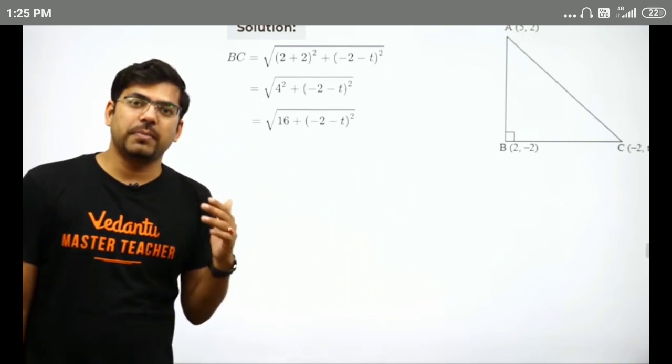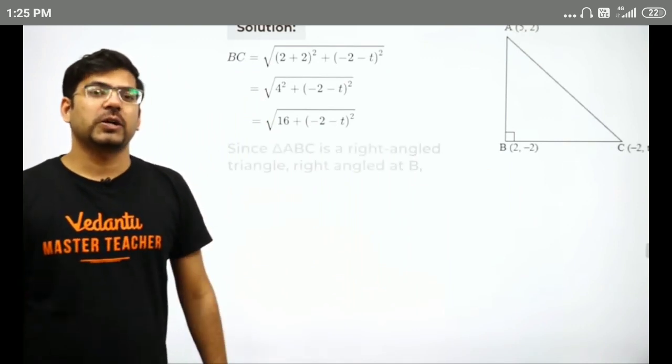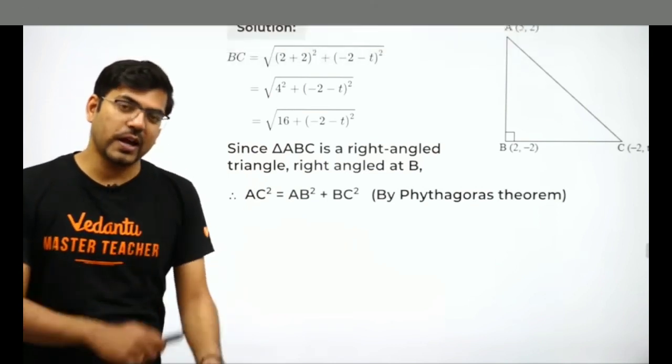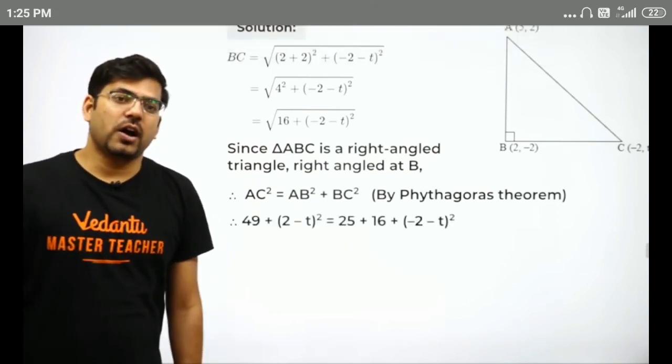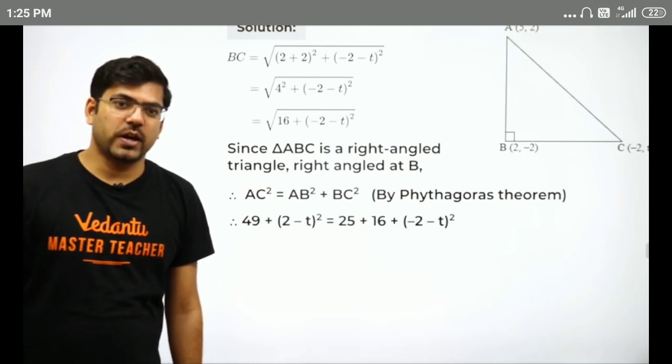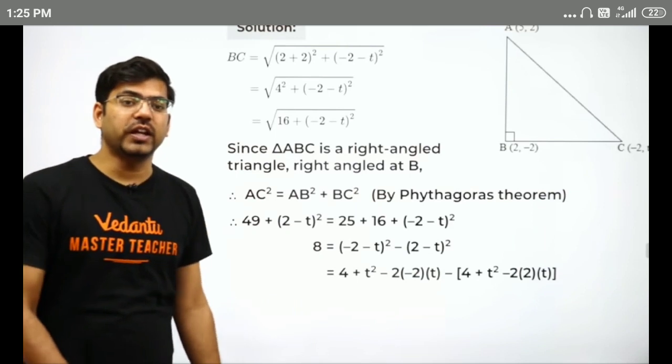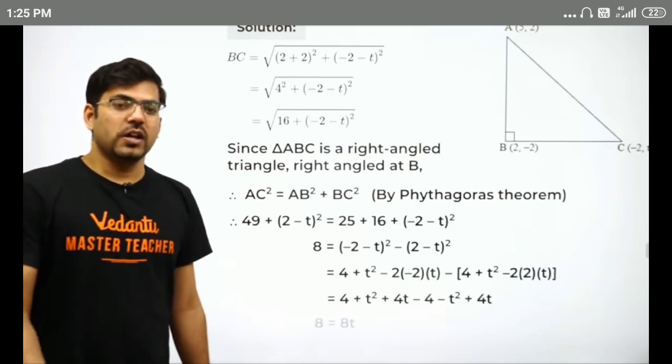Now once you have got AB, BC and AC, put it in the Pythagoras theorem, that AB square plus BC square is equal to AC square, and putting all the values of AB square, BC square and AC square, you will be getting an equation. Solving that equation, you will be getting the value of t, that is nothing but 1. So solve all the steps.